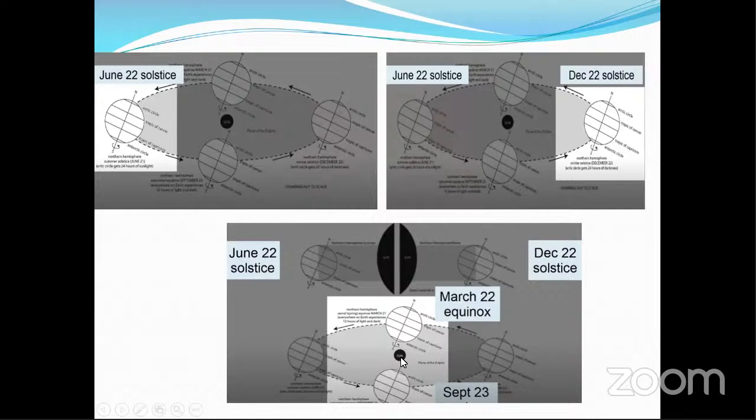And equinox is that time when you have 12 hours day and 12 hours night. So that is the equal distribution of the intensity of sun rays.